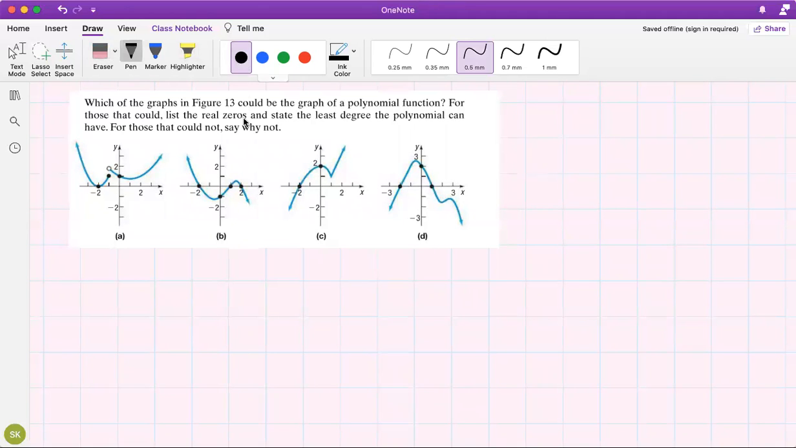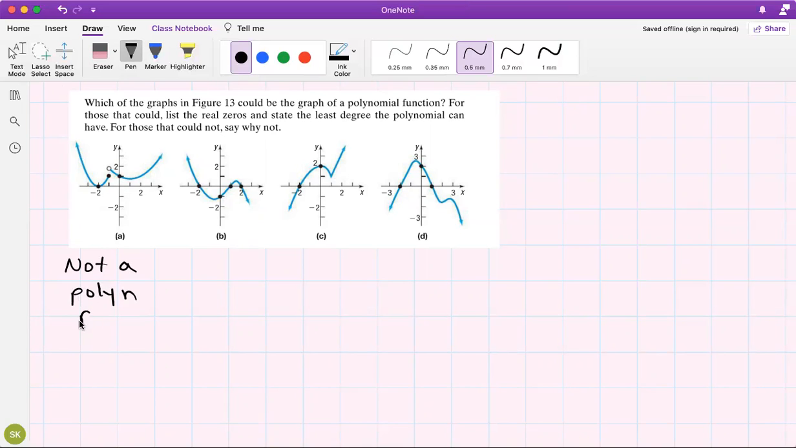Let's start with this first one here, A. What's wrong with this function? Remember, a polynomial function is smooth and continuous. That means I can draw it without lifting my pencil. That's the definition of continuous. Here I have a break. To go from here to here, I have to lift my pencil. So this is not a polynomial function.